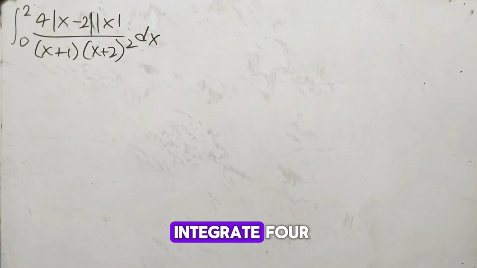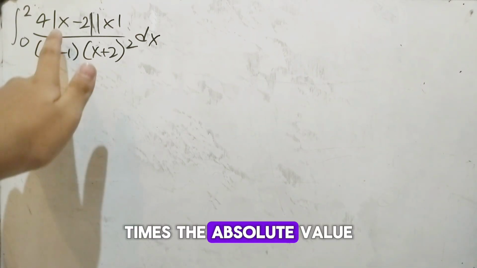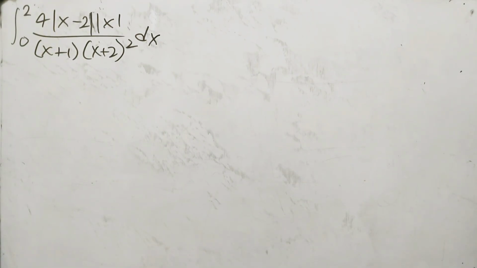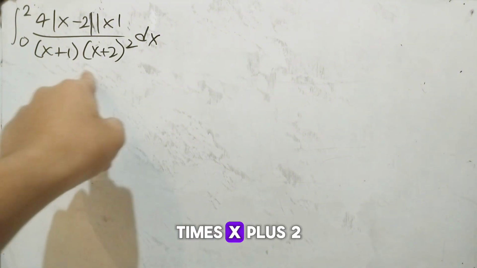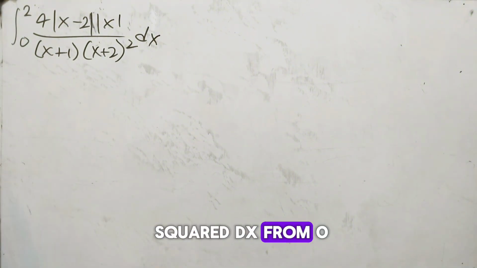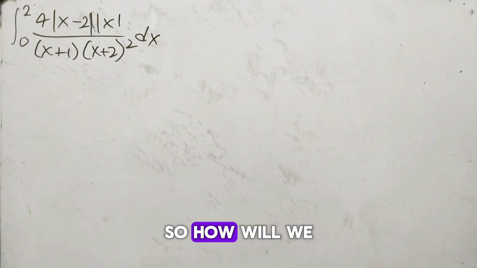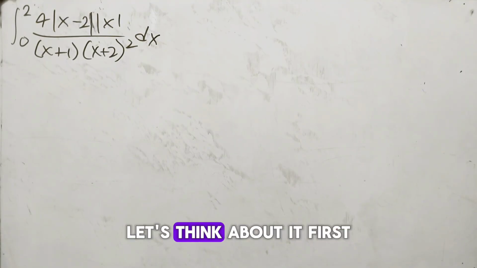Today we're going to integrate 4 times the absolute value of x minus 2 times the absolute value of x over x plus 1 times x plus 2 squared dx from 0 until 2. So how will we solve this integral, guys? Let's think about it first.